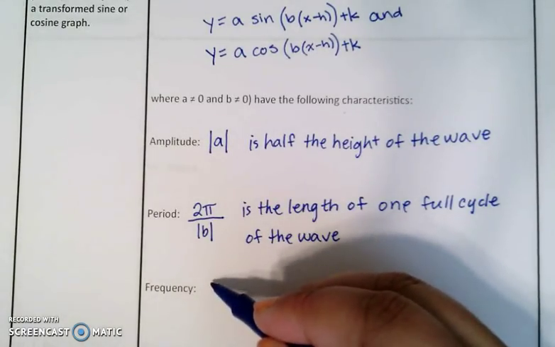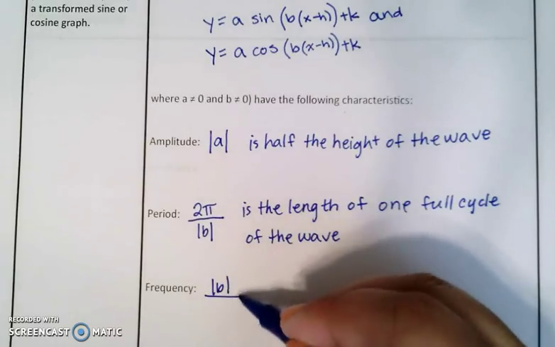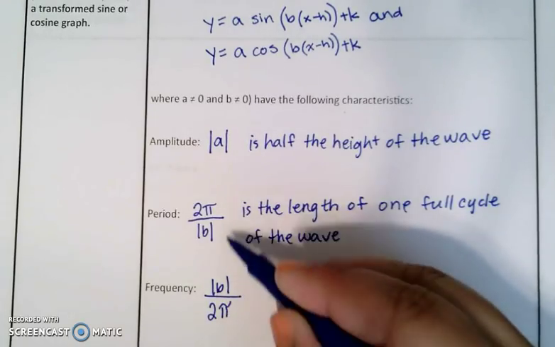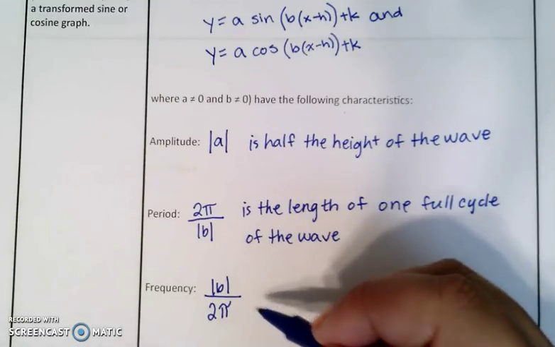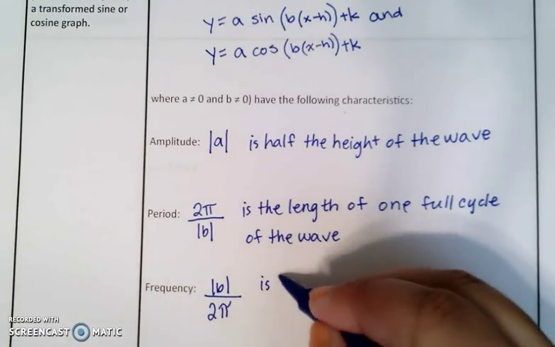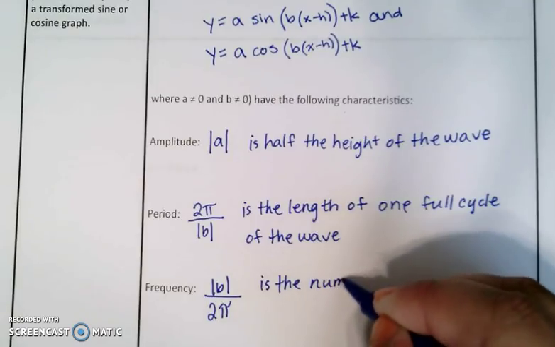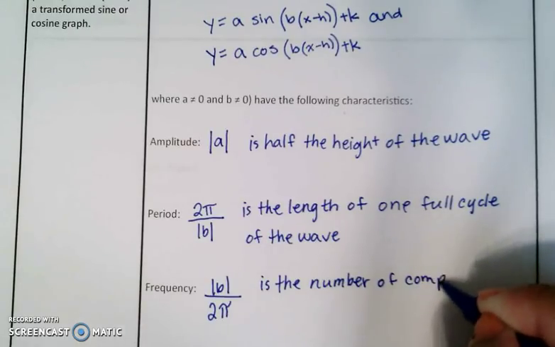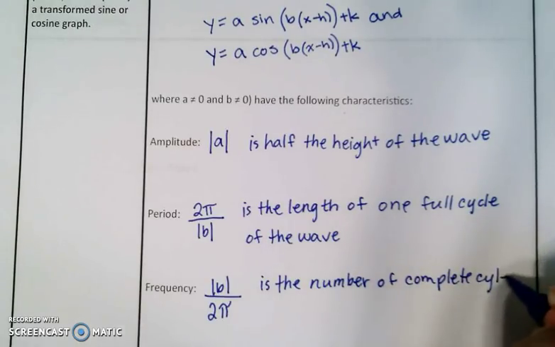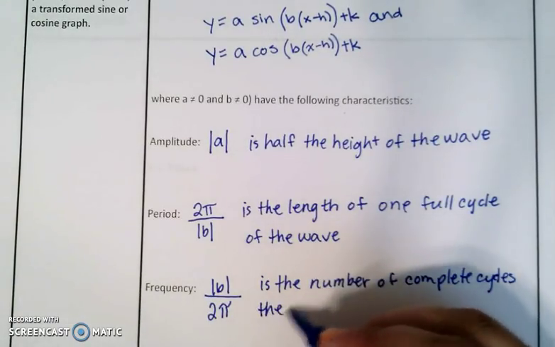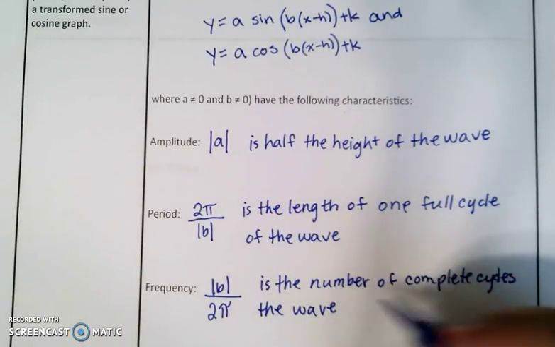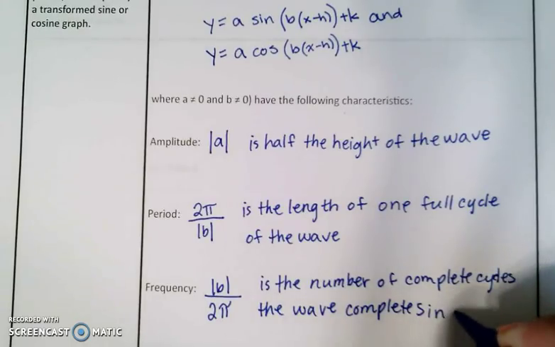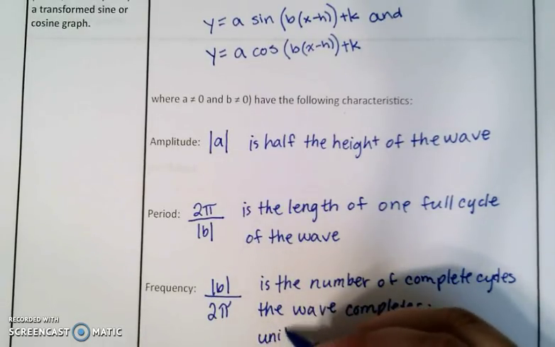Frequency is the absolute value of b divided by 2 pi. Notice it's the reciprocal of the period, and that's because frequency is the number of complete cycles the wave completes in a unit interval.